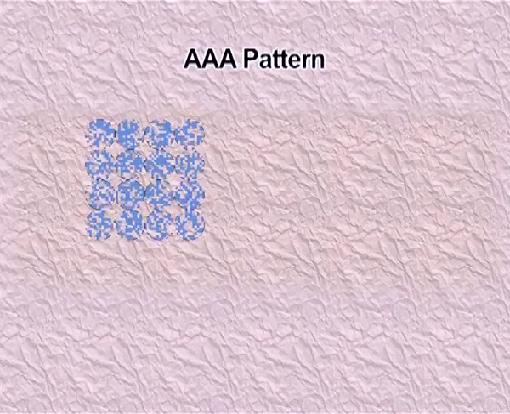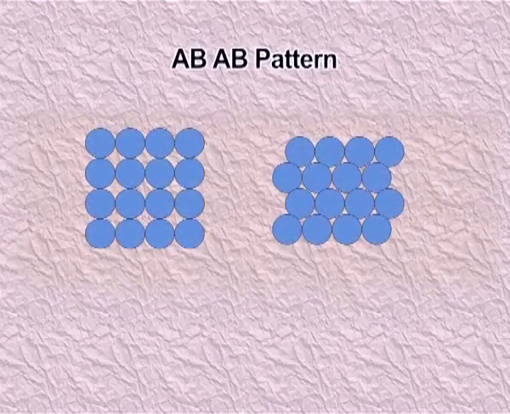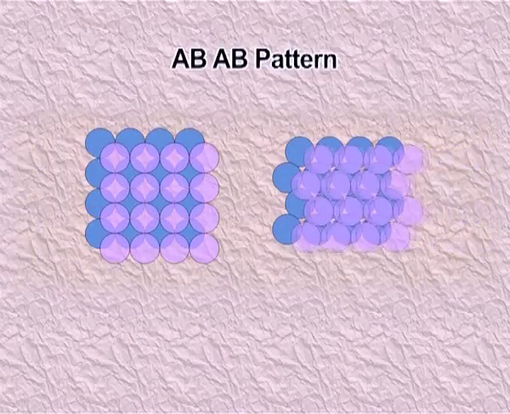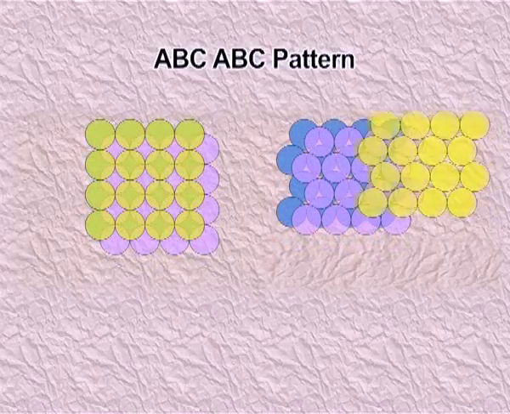In three dimensions packing, I have three options now. I have explained to you. One is AAA type, the other is AB type, and the third one is ABC pattern.